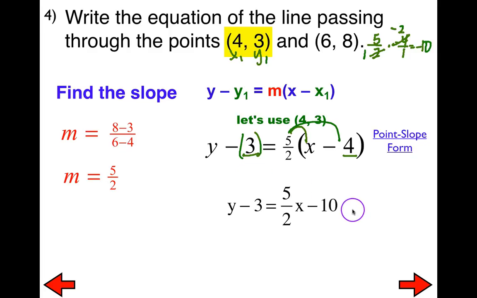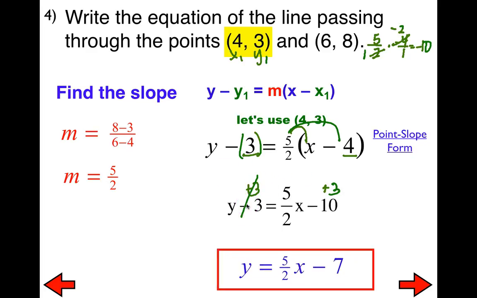Now again, in order to get to slope-intercept form, I need to isolate y. So I need to get rid of this minus 3 by adding 3 to both sides. So I'm going to end up with y equals 5 halves x minus 7. So that is my slope-intercept form. Here is my slope, and this is my y-intercept.